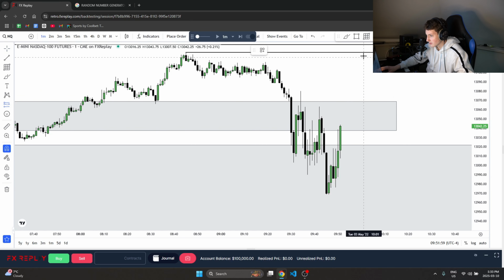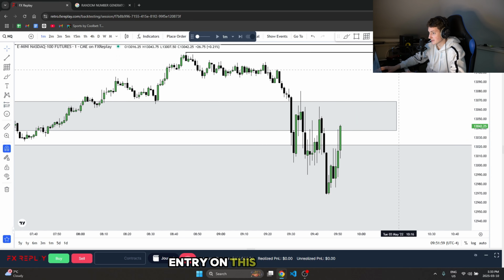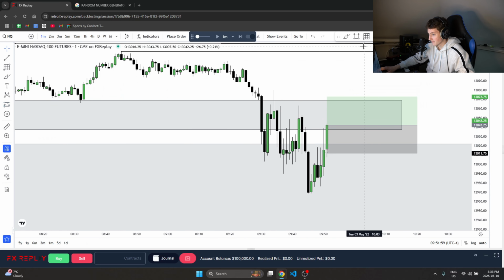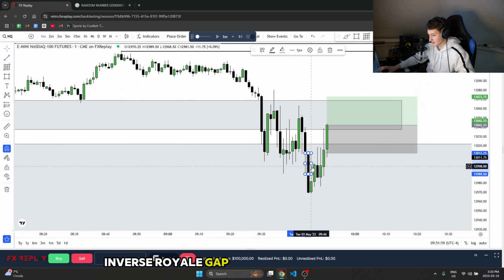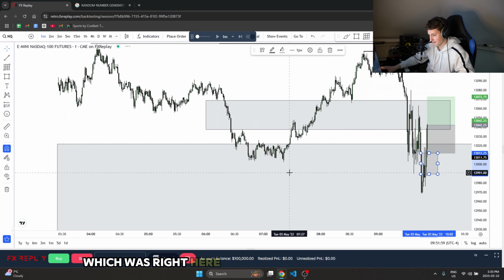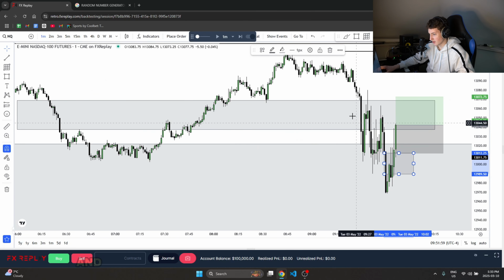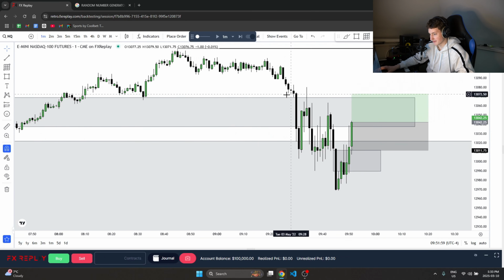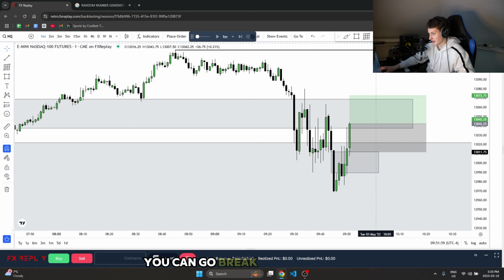Whoa. Entry on this candle. Why? Inverse fair value gap. Okay, we got the close above. I was just waiting for the close above on the 2-minute, which was right here. We swept all these lows again, and we have buy side above, and we're in the hourly gap. Everything's lining up. Okay, you can go break even right here.